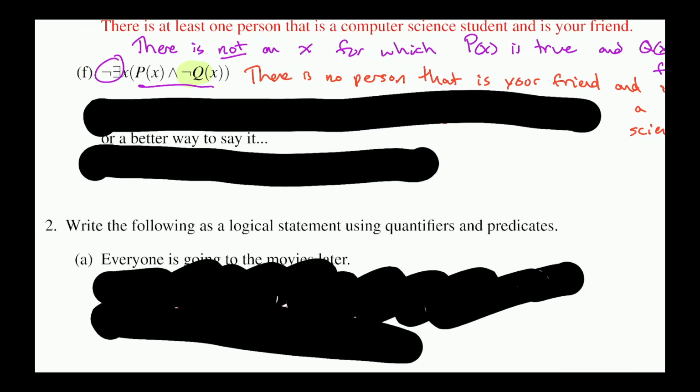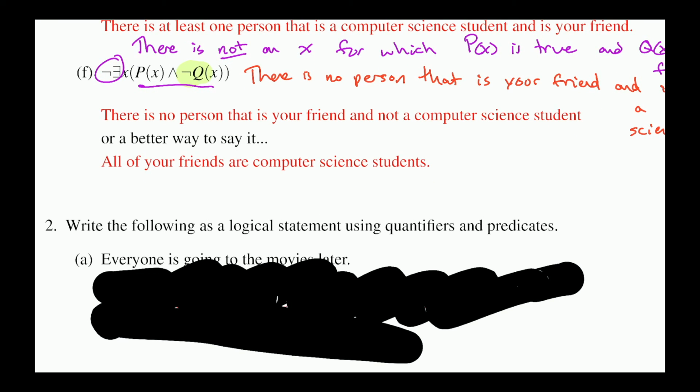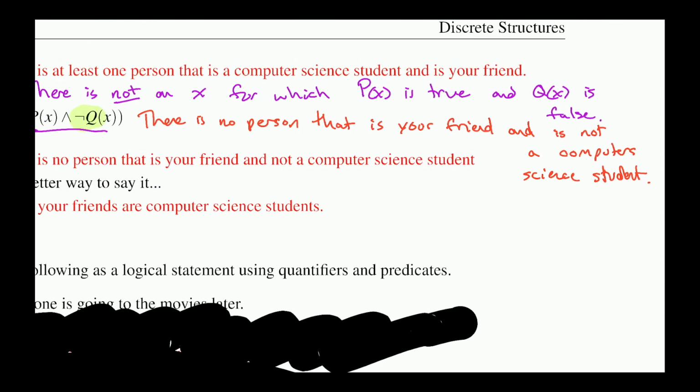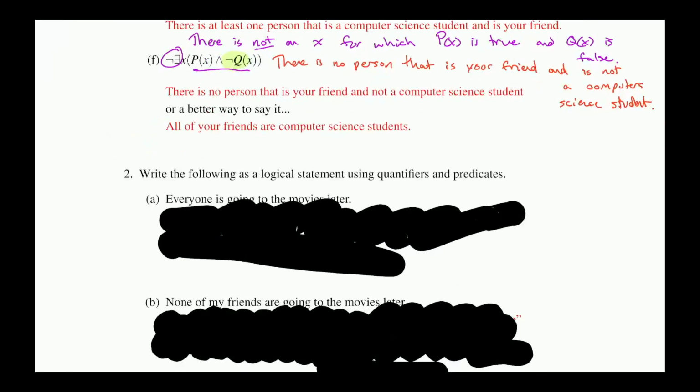Okay, let's look at this. Yeah, and you can simplify that all the way down to all of your friends are computer science students, right? Because no person that is your friend is not a computer science student. So that means all of your friends are computer science students. All right, almost done.